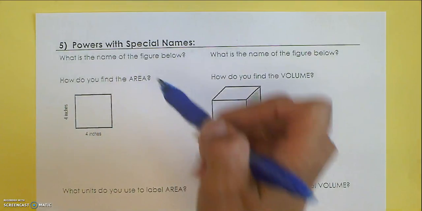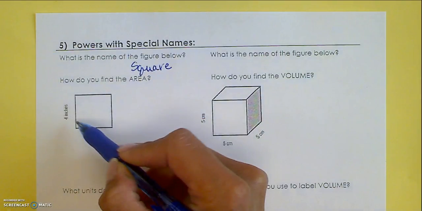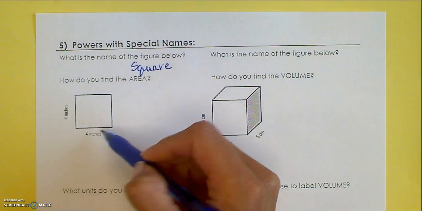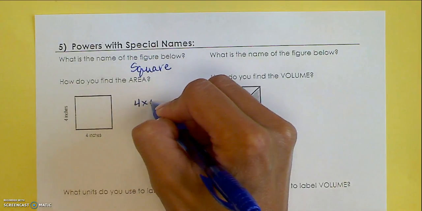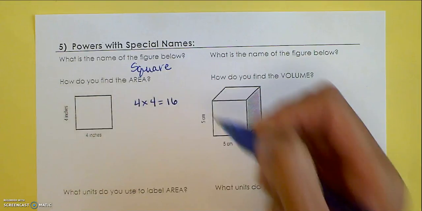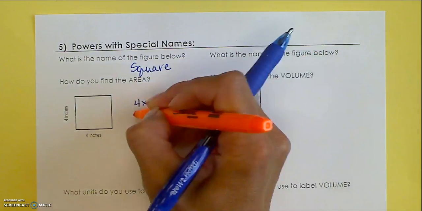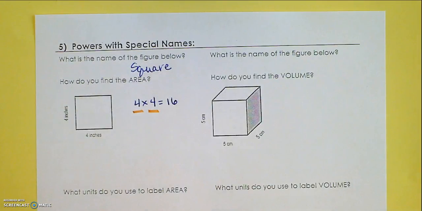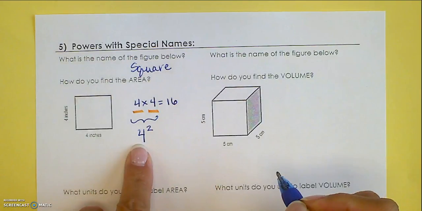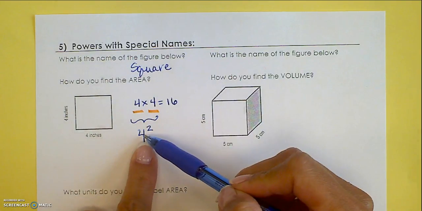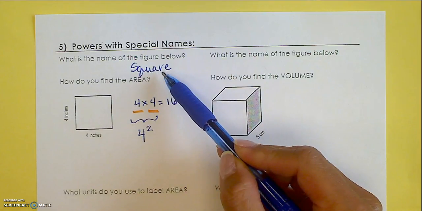The name of this figure below is a square, and to find the area we just do length times width, or you can do base times height, however you want to look at that. So we're going to say 4 times 4, which is 16. But the special thing about this is right here we've got 4 times 4, 4 times itself. And we can rewrite this as 4 to the second power. And so often when you have a base to the second power, they call that 4 squared.